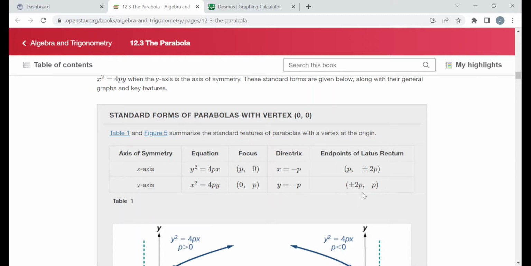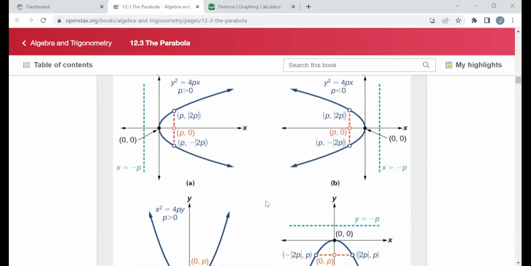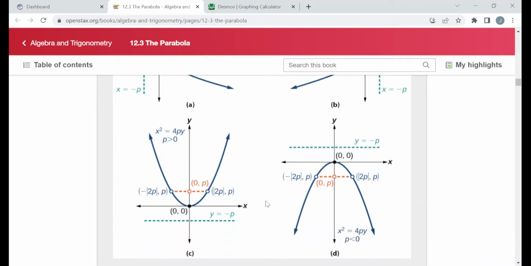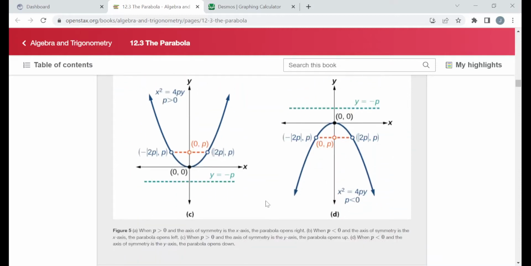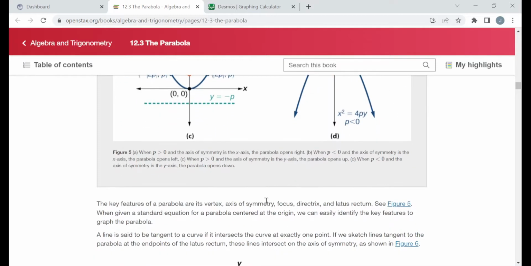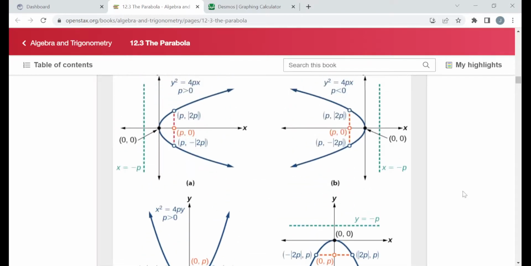And once again, they have these endpoints of the latus rectum, but I'll talk about finding those when we draw some examples. And they have all sorts of pictures here, but we'll be drawing a bunch as well. Okay, so that should be enough description there. So now let me get to the examples.